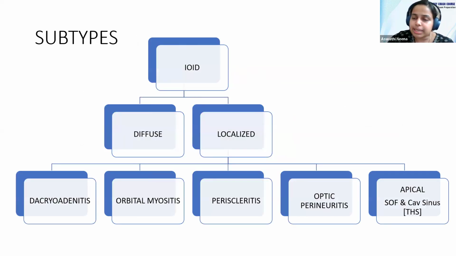So coming to the subtypes, based on the subtypes, the symptoms and presentation can differ. It's classified into diffuse and localized. Within localized, you have mainly dacryoadenitis and orbital myositis, which are the commonest ones. Then you have periscleritis, optic perineuritis, and the posterior or the apical version.